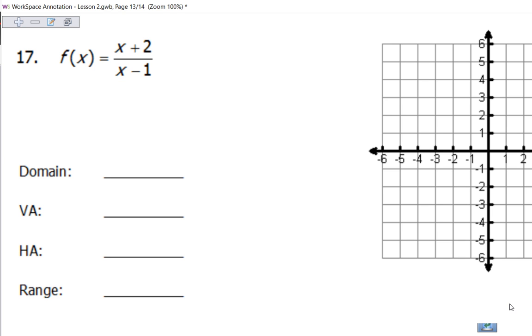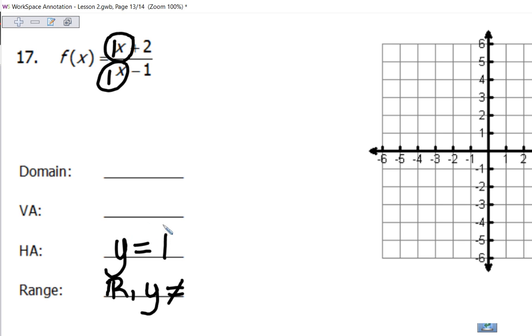What's the biggest degree for the top? X to the first. What about for the bottom? X to the first. So what do you notice about the degrees? They're the same. So it's going to be y equals the ratio of the coefficients. Yes, we have a 1 and a 1. So this would be y equals 1. So that means the range is all real numbers, except y cannot equal what value? 1. So once you have the horizontal asymptote, go ahead and put in the range. Now, how do we find the vertical asymptote?